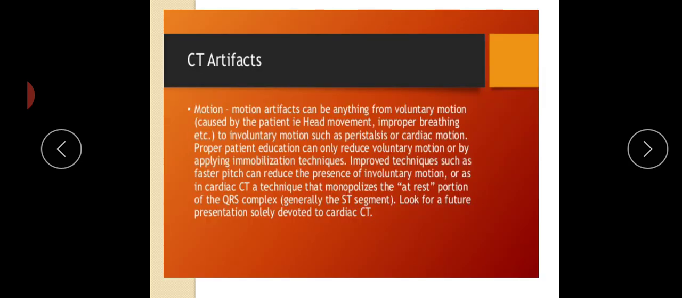Next one is the motion artifact. Motion artifact can be anything from voluntary motion caused by the patient, such as head movement or improper breathing, to involuntary motion such as peristalsis or cardiac motion. Proper patient education or applying immobilization techniques can reduce only voluntary motion. Improved techniques such as faster pitch can reduce the presence of involuntary motion, or, as in cardiac CT, a technique that exploits the at-rest position of the QRS complex. Look for a future presentation solely devoted to cardiac CT.